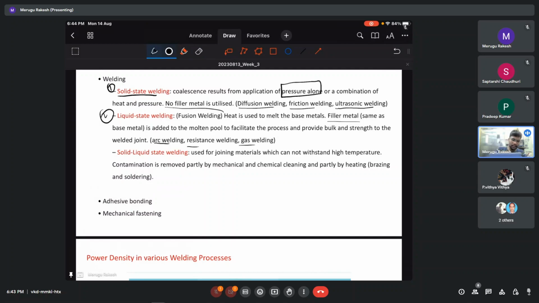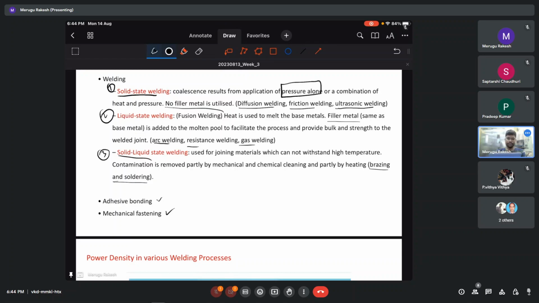Then we finally have brazing and soldering, which are used for joining metals which cannot withstand high temperatures. Contamination is removed partly by mechanical and chemical cleaning and partly by heating. So we will discuss the solid state welding. Basically, we are not welding two entities. We are just keeping the two entities together, and in soldering, the solder holds these two together. Then we have adhesive bonding and mechanical fastening. These are the other types of joining process.